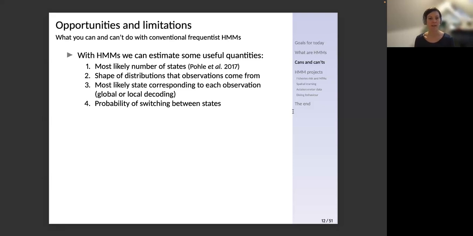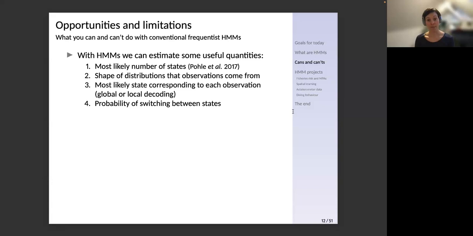How you do this is outlined in a paper by Jennifer Pohle et al. in 2017. Essentially, you can't just blindly follow the AIC. You need to exercise a little bit of common sense and have knowledge about your study system. Typically, the AIC will ask you for more and more states, so you can't just blindly follow the AIC and keep adding states.